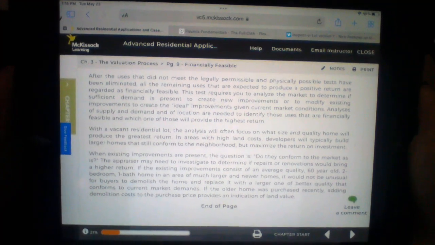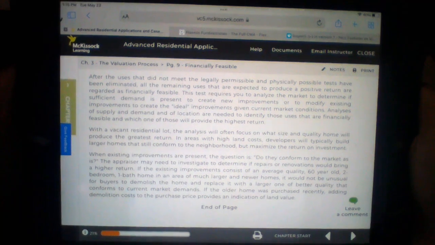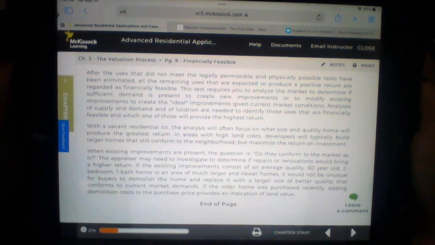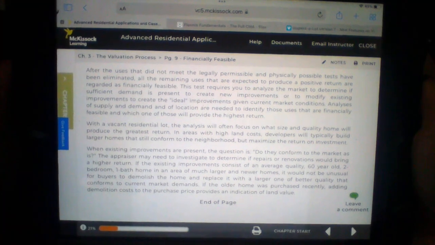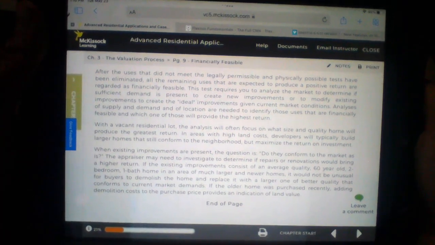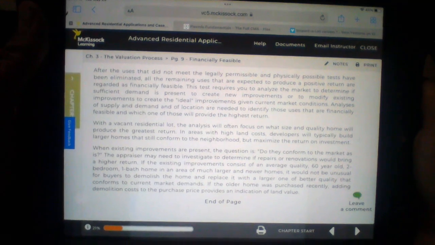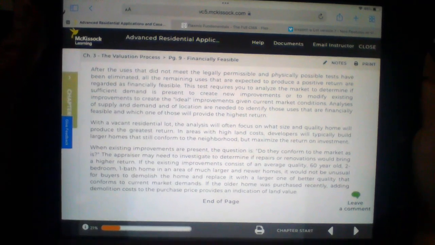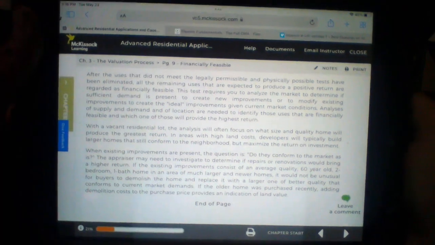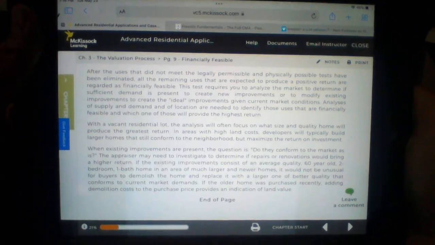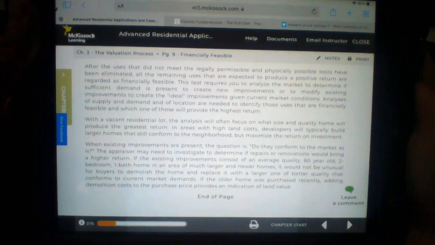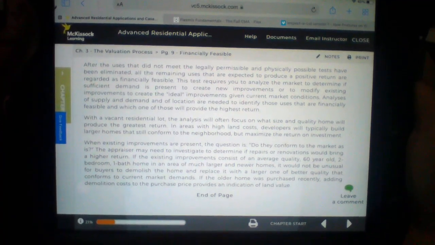When existing improvements are present, the question is, do they conform to the market as is? The appraiser may need to investigate to determine if repairs or renovations would bring a higher return. If the existing improvements consist of an average quality, 60-year-old, 2-bedroom, 1-bath home in an area of much larger and newer homes, it would not be unusual for buyers to demolish the home and replace it with a larger one of better quality that conforms to current market demands.